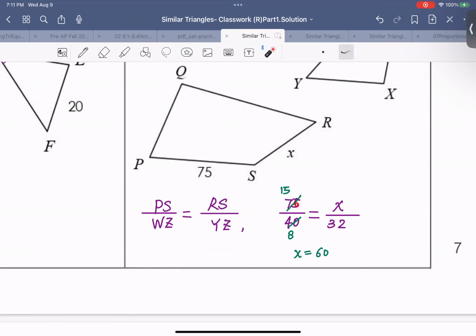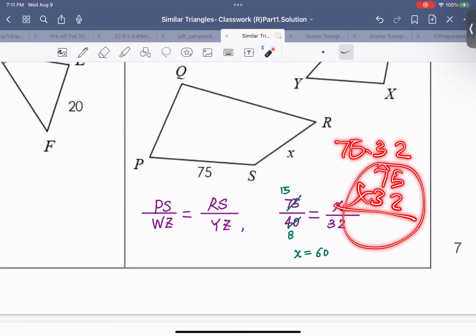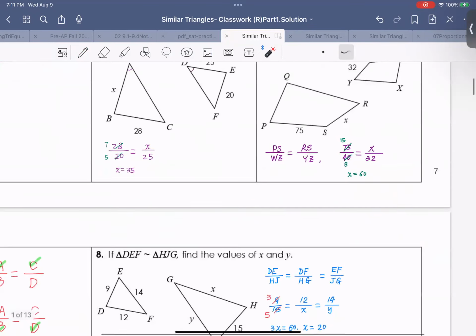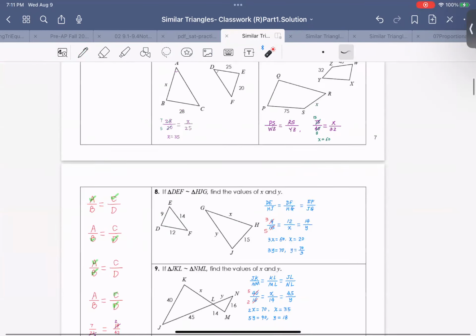I never do it this way. I never say, oh, I will do 75 times 32, and then having a big number, then divided by 40. I don't do that way. I always simplify as early as possible. Okay? Very good job, student. Next one. Any questions so far?